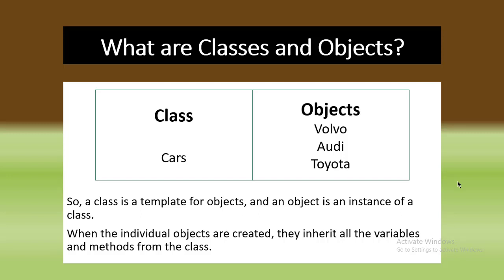So a class is a template for objects and an object is an instance of a class. When the individual objects are created, they inherit all the variables and methods from the class. When we create a class, in the class we have methods, variables, class variables, class methods, and so on. Those are the elements of our class. And when we create an object of a class, the object inherits all the variables, methods and elements of the class.